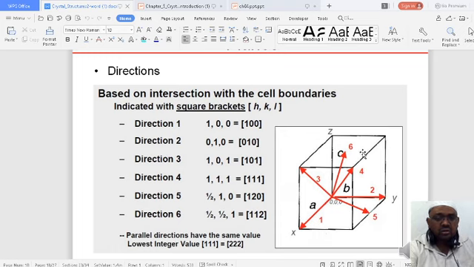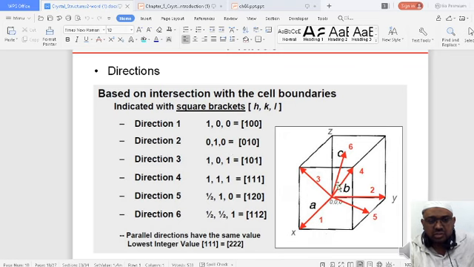Now we want to locate the directions which are there in the unit cell. For the first direction, you can see that it comes to be 1, 0, 0, intersecting the crystallographic x axis. X axis, y axis, and z axis. So the line segment 1, you can see this line segment. So the Miller indices of this direction will be considered to be 1, 0, 0.